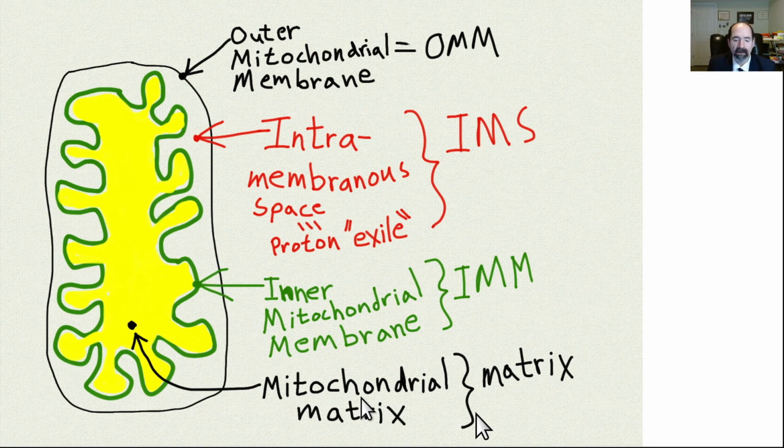Here is the mitochondrial matrix. The mitochondrial matrix is just the center, colored yellow on this slide. This is where the Krebs cycle runs, inside the mitochondrial matrix, and then electron transport and oxidative phosphorylation occur on the inner mitochondrial membrane.